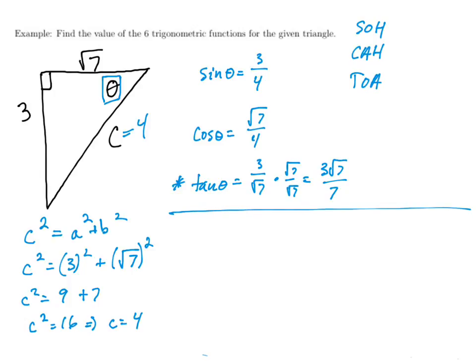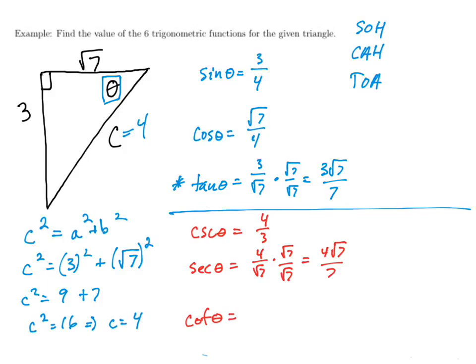Okay, moving on to the secondary ratios. So cosecant theta is the reciprocal of sine, so that's going to be 4/3. Secant theta is the reciprocal of cosine, so that will be 4 over square root 7. Again, we must rationalize. We get 4 square root 7 over 7. And then cotangent theta is the reciprocal of tangent. I'm going to take the reciprocal of this right here. So that's square root 7 over 3.